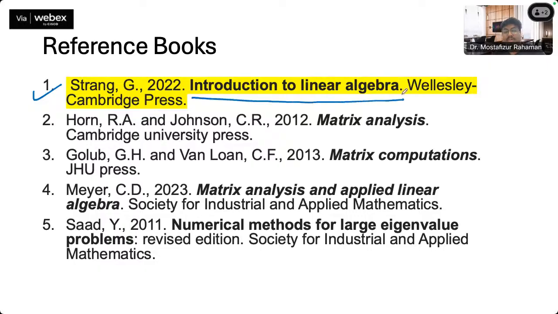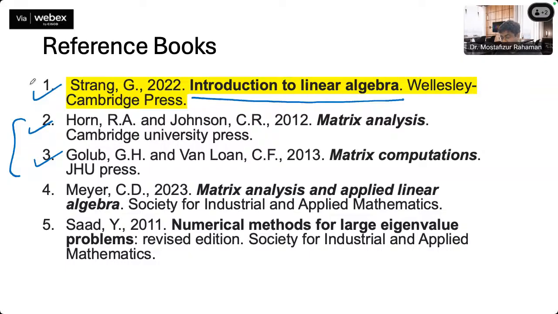So with the book written by Professor Gilbert Strang, Introduction to Linear Algebra, I recommend this particular book specifically for the UG syllabus. Now, those who are at the postgraduate level and have a pretty good understanding of the basic linear algebra, they can start with the book by Horn and Johnson as well as the book by Golub and Van Loan. So these two are more advanced than this reference one.